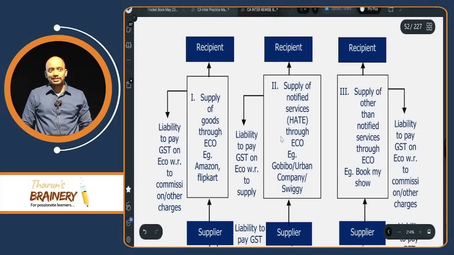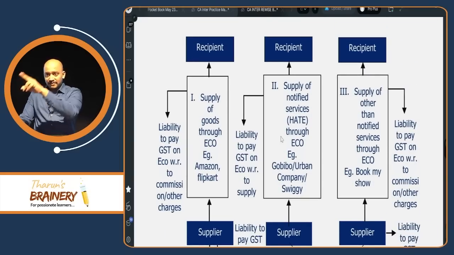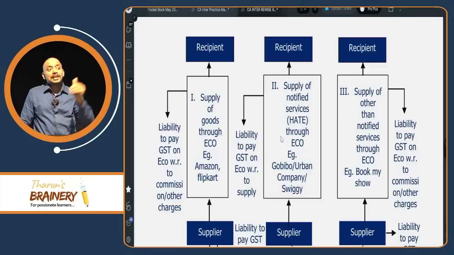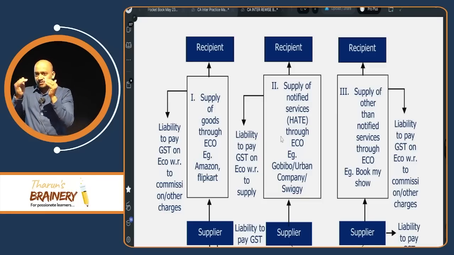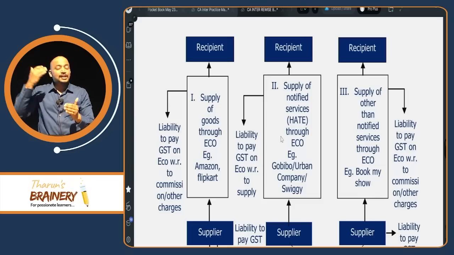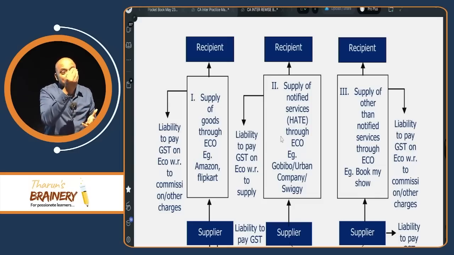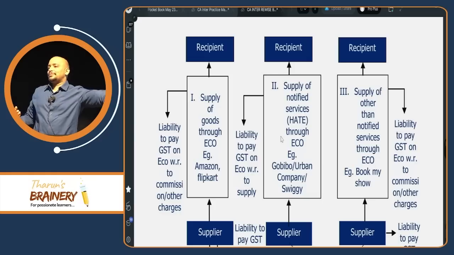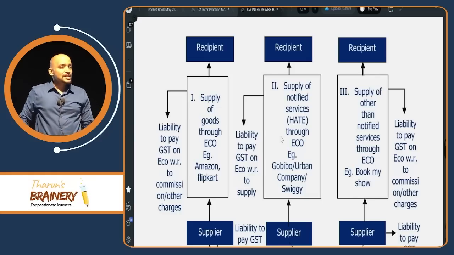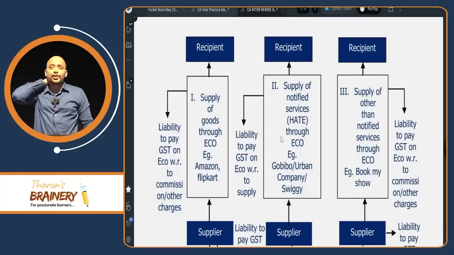Now listen, concentrate. In the first and last case, the supplier will pay GST on the transaction. Then the e-commerce operator will get a commission. On that commission, the e-commerce operator shall pay GST. Is it clear? Why is that not there for the second point?